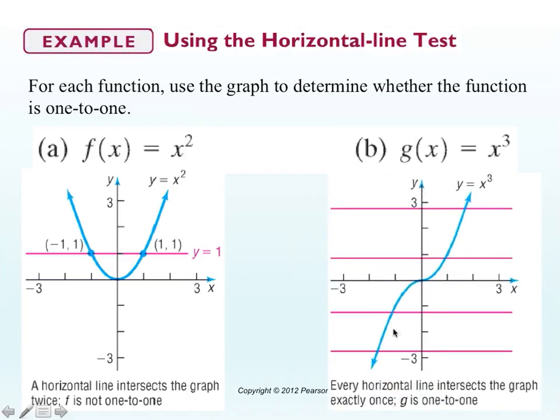But if we take a look at x cubed, we have our nice little curve here. Kind of looks like that sideways S. This is g of x equals x cubed. And if we look at horizontal lines, we can draw a bunch of horizontal lines, and each time they're only going to hit our graph one time. So that means that g is going to be a one-to-one function.